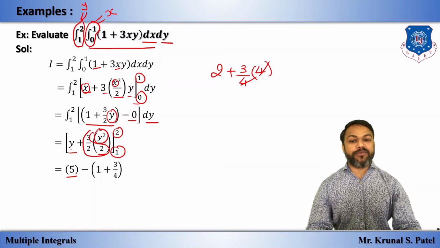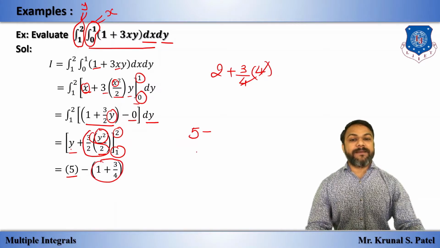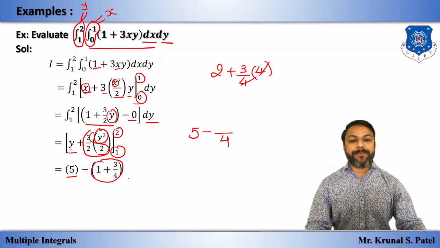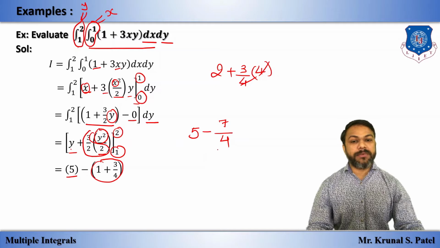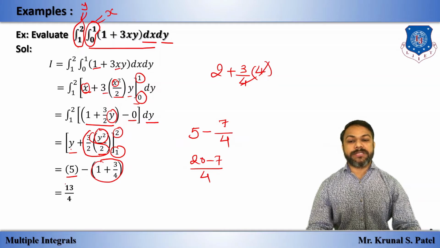So 3 by 4. By simplifying this, we have 5 minus, and the simplification of this bracket gives LCM 4. 4 ones are 4 plus 3 is 7. Now again taking LCM, 20 minus 7 by 4. So we have 13 by 4, which is our final answer.